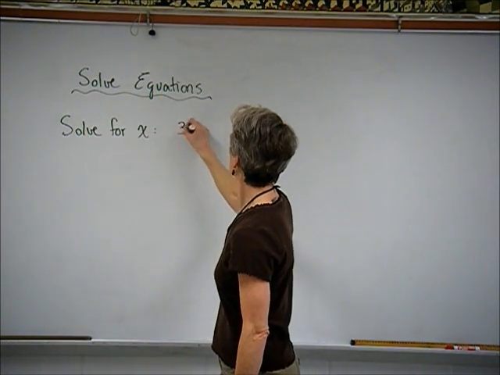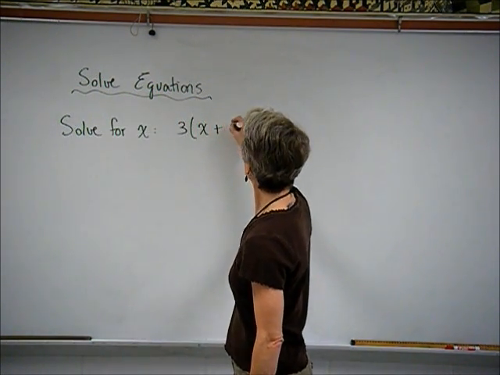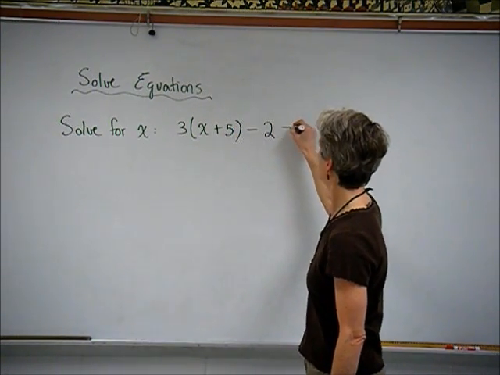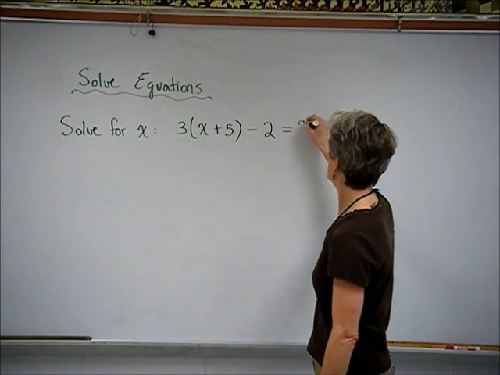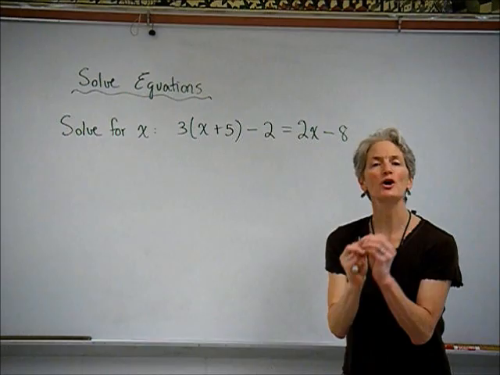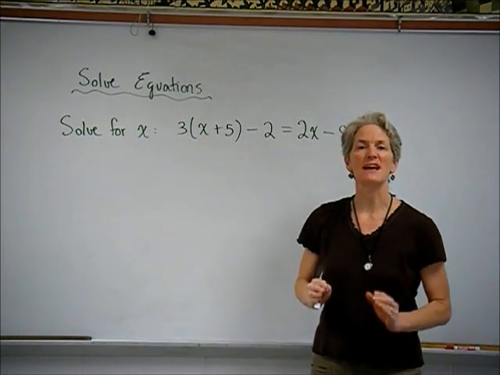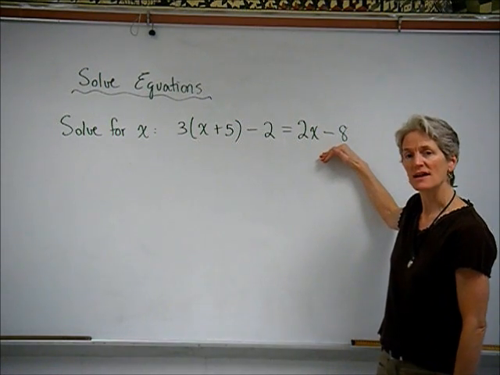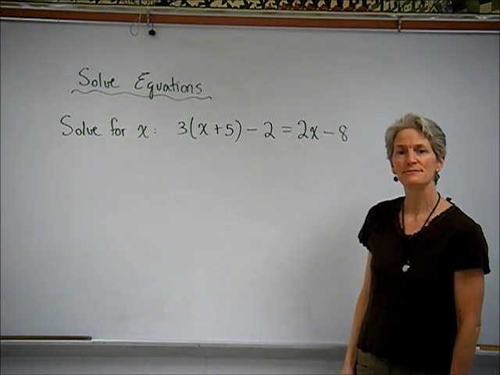And I had something like, 3 times the quantity x plus 5, minus 2, equals 2x minus 8. Whenever I say solve for x, I'm looking for the x value that makes this equation work, that makes this side equal this side. That's all I'm doing.